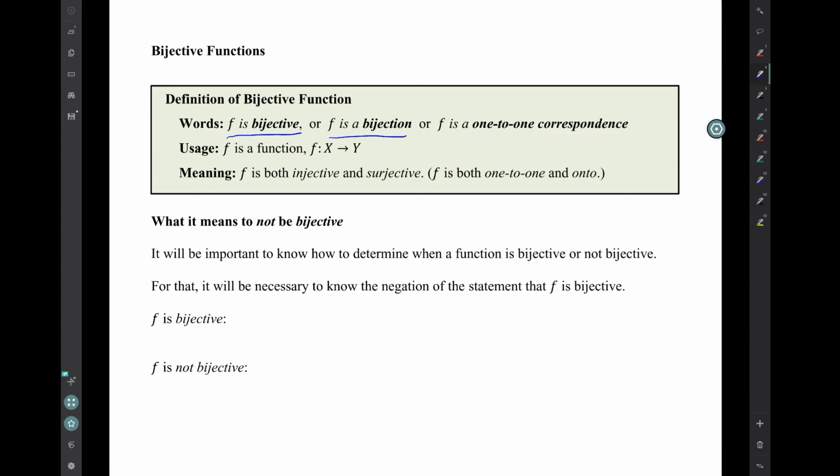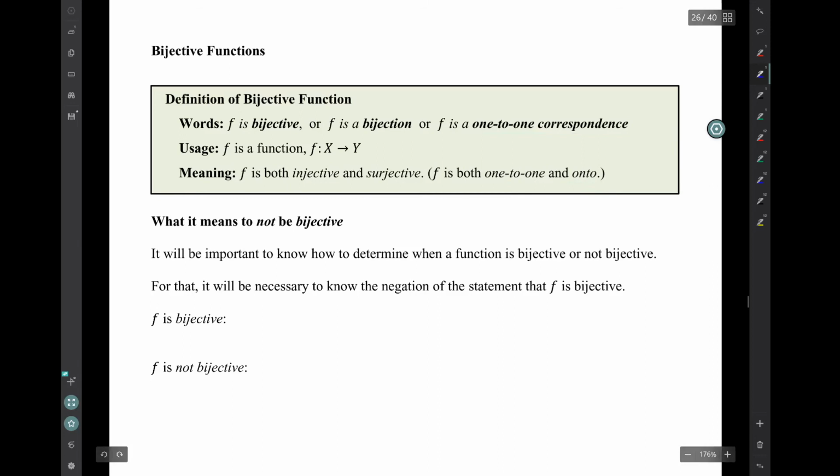Another common expression is f is a one-to-one correspondence, but I really don't like that term. It's very common. Our book uses it. I'll have to use it in these notes to some extent to match what they do in the book, but I really prefer to say f is bijective. What it means is that f is both injective and surjective. That is, f is both one-to-one and onto.